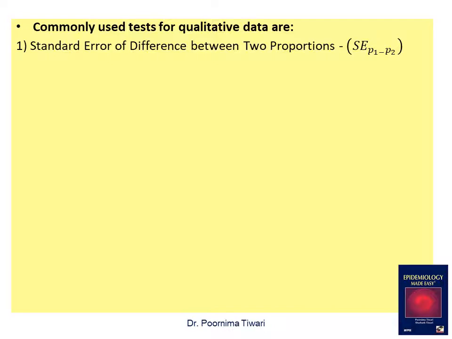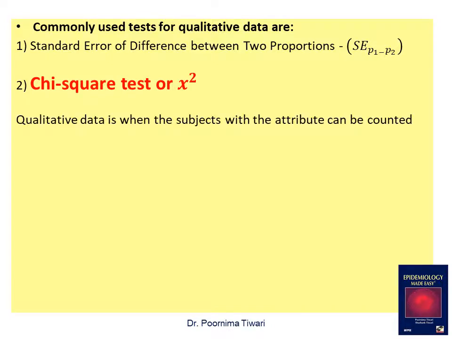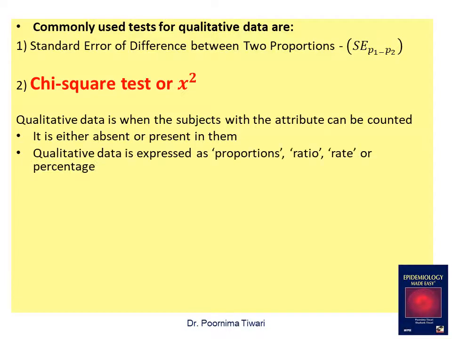We have already discussed the qualitative and quantitative types of data in the previous lecture. Commonly used tests of significance for qualitative data are standard error of difference between two proportions and chi-square test. In short, qualitative data is the data where the subjects with the attribute can be counted. The attribute is either absent or present in the subject, and hence qualitative data can be expressed as proportion of participants who have the attribute, or ratio or rate or percentage.